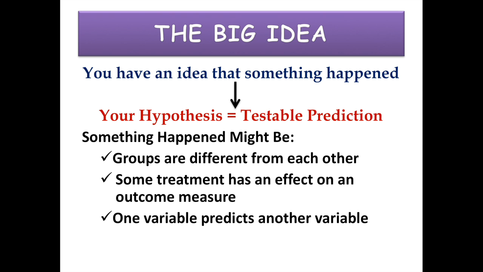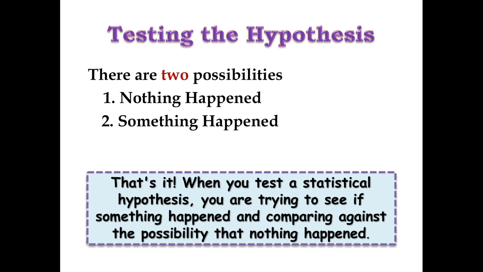So how does this work? Well, you have an idea that something happened or something might happen. So you create your hypothesis, and hypothesis is just a fancy term for a testable prediction. Something might be happening, like groups are different from one another. So why are they different, or can I make them different? Some treatments have an effect on a measurable outcome, or one variable can accurately predict another variable.